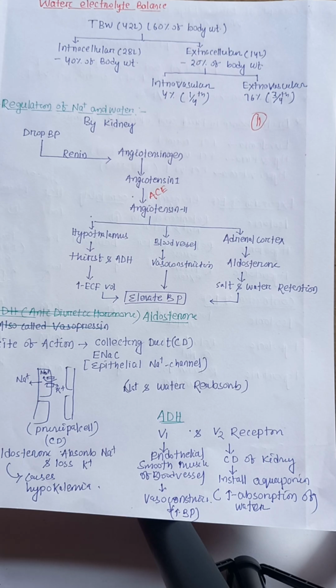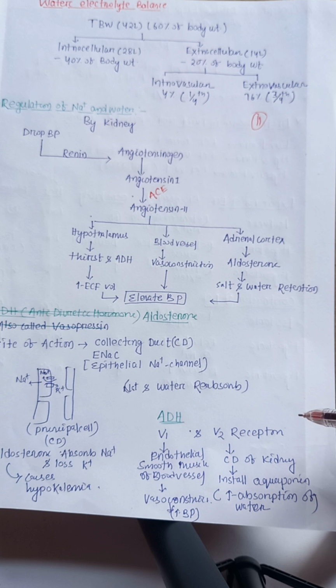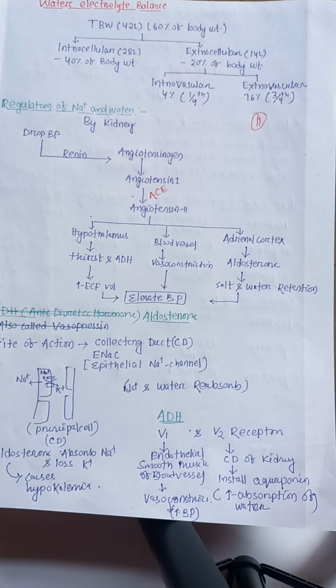They have different actions. They may act on the same site, but they have different actions. ADH has a role only with water, there is no role with sodium. But aldosterone has a role on water as well as on sodium, though mainly on sodium, and sodium attracts water behind it.